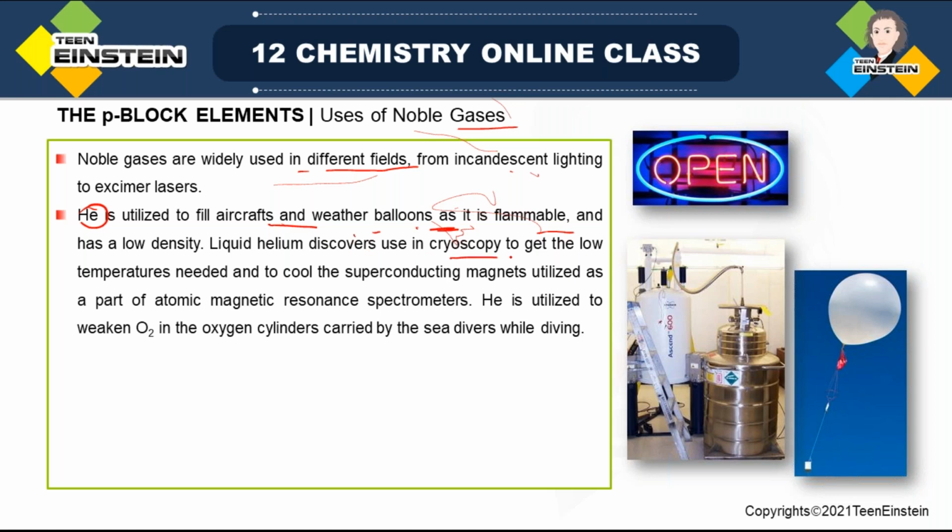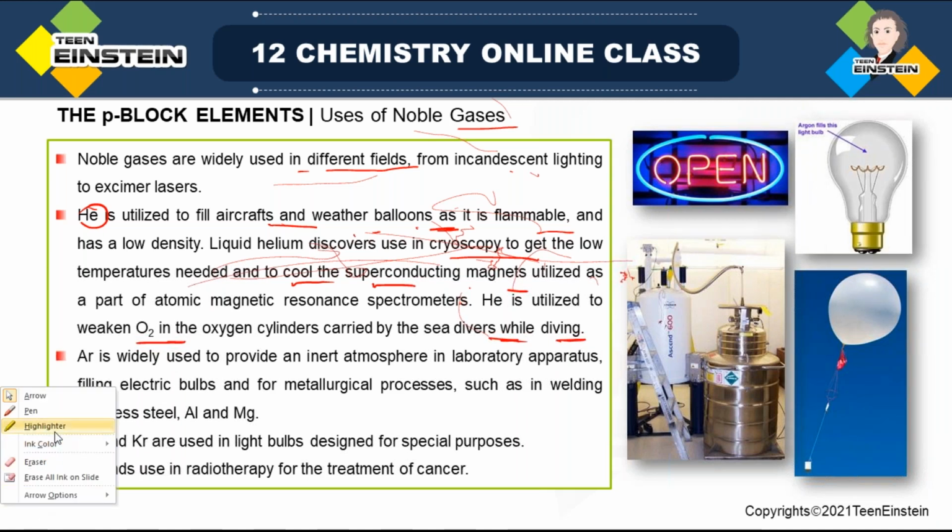Liquid helium is used in cryoscopy to get low temperature. So the cryoscopy process is related to low temperature, and low temperature can be obtained when we are using helium, that is liquid helium, because in normal condition it is a gas, but when you convert it to liquid, obviously it is very low temperature. It is mainly used to cool the superconducting magnet, and this magnet is utilized as a part of a nuclear magnetic resonance spectrometer. Helium is also utilized to dilute oxygen in the oxygen cylinders carried by sea divers while diving. So the oxygen cylinder is not containing purely oxygen, there is also some amount of helium mixed with it.